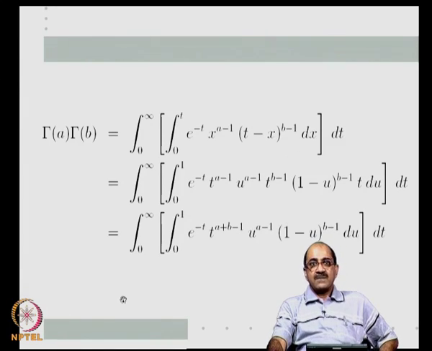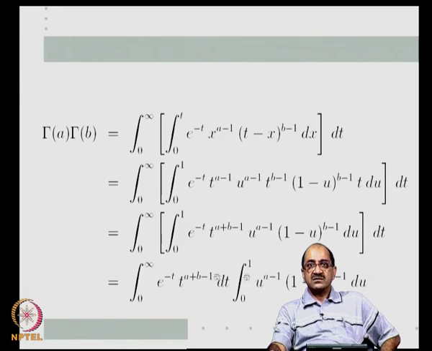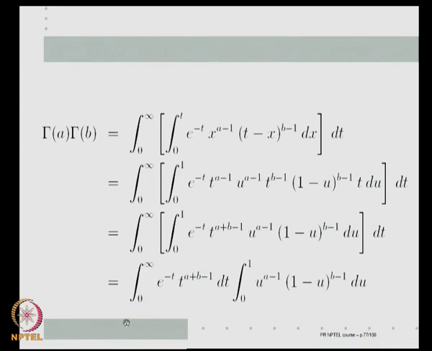So, that will give me the integral from 0 to infinity, 0 to t, e to the power minus t, t to the power a plus b minus 1, then u to the power a minus 1, (1 minus u) to the power b minus 1, du dt. Now, as you can see in this double integral, the limits do not depend on each other and the t and u terms are separable. So, I can write this as a product of two integrals. I bring all the t terms out, 0 to infinity e to the power minus t, t to the power a plus b minus 1 dt, and all the u terms separately, 0 to 1, u to the power a minus 1, (1 minus u) to the power b minus 1 du.